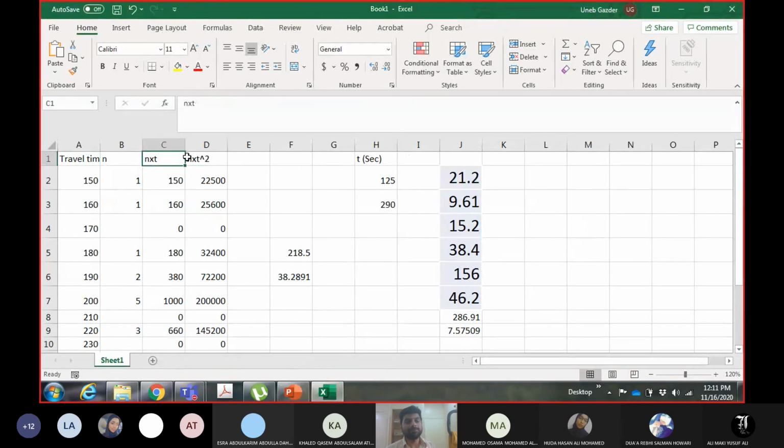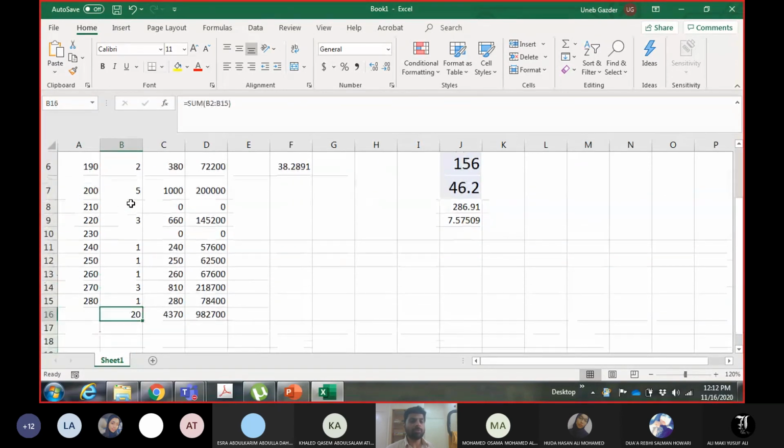You can see it here. So n into t means 150 into 1, 160 into 1, 170 into 0, 180 into 1, 190 into 2, and so on. And n into t square will be 150 square into 1, 160 square into 1, 170 square into 0, 180 square into 1, 190 square into 2, and so on. So I have prepared these two tables. Now to calculate the mean, you need summation of n into t upon capital N. Capital N was the total number of values. So how many values do I have? You take the summation of the n column, and you get 20.